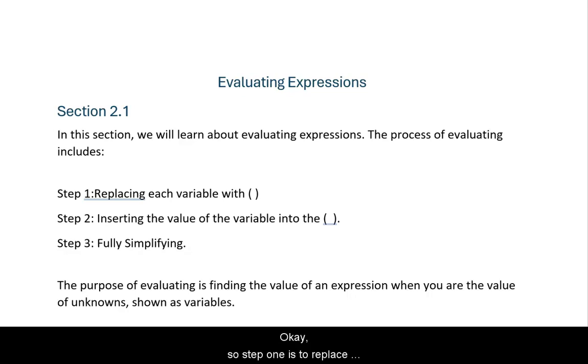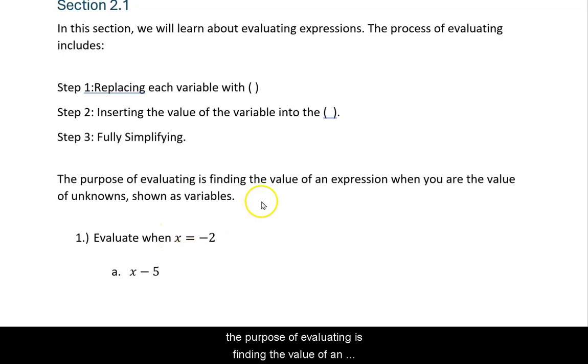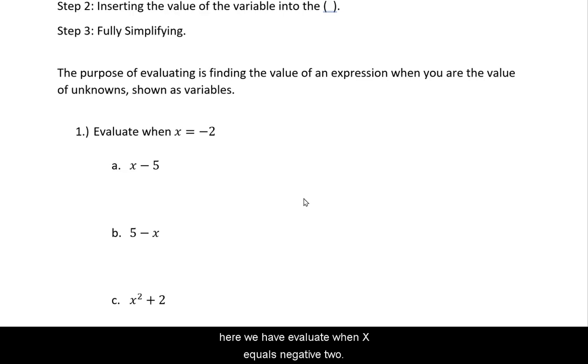Step 1 is to replace each variable with parentheses. Step 2 is inserting the value of the variable into those parentheses. And when you're evaluating, you will have been given those values that you'll plug in. And then you'll fully simplify, which is just combine things as much as you can. So again, the purpose of evaluating is finding the value of an expression when you're given the value of unknowns shown as variables. So for number 1 here, we have evaluate when x equals -2.